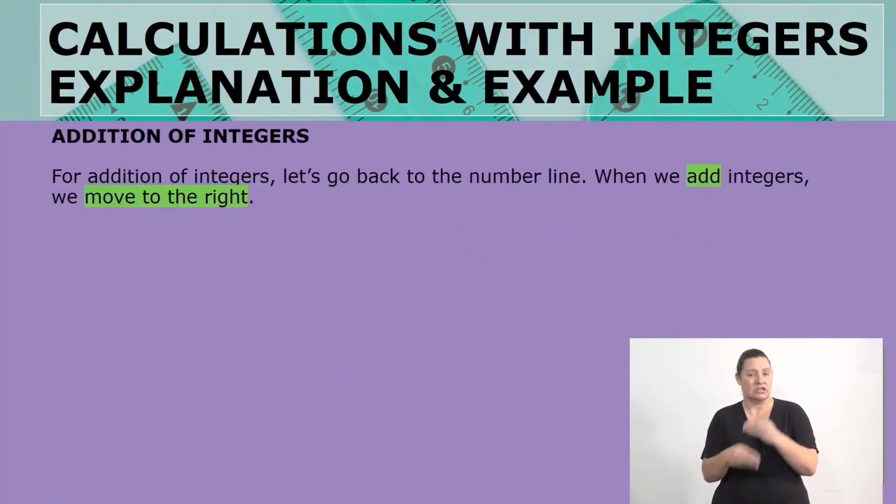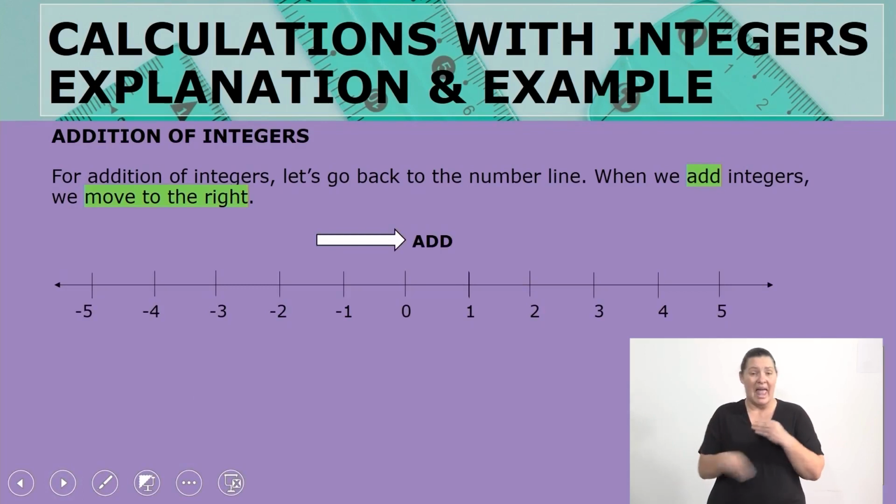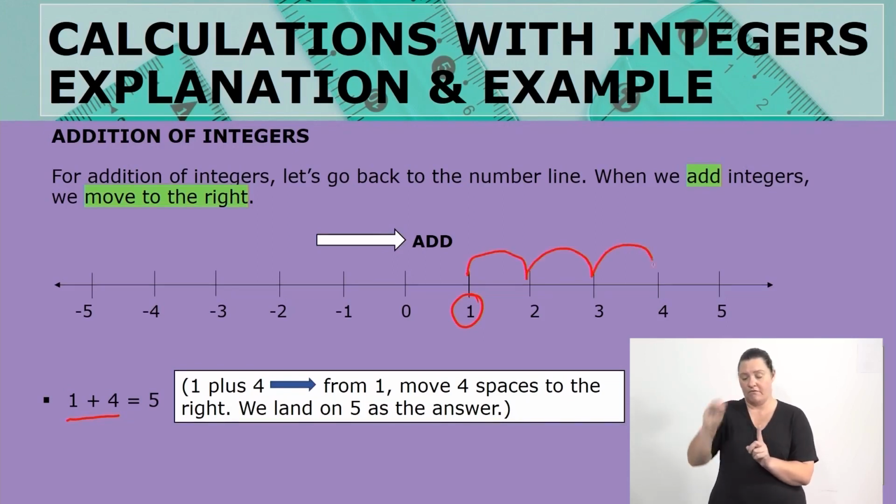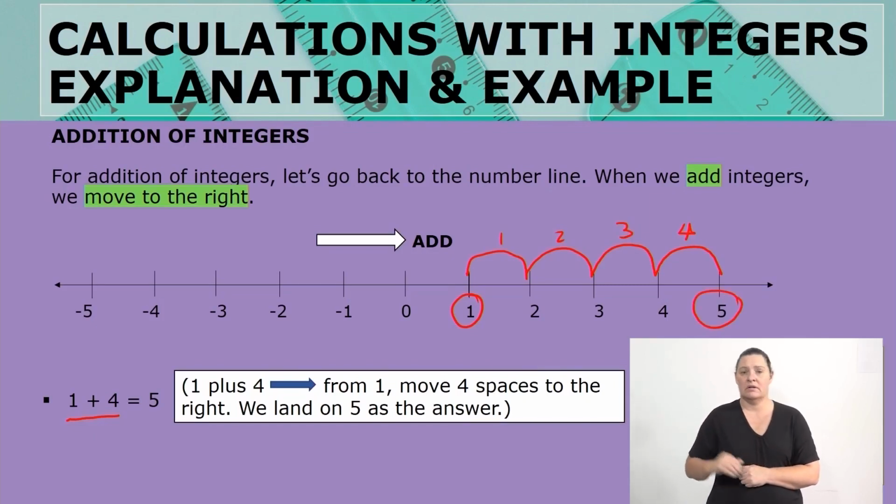Addition of integers. So for addition of integers, let's go back to the number line again. When we are adding, remember we said we move to the right. So let's look at these two numbers. If I am going to say 1 plus 4, so here is 1, and when we are adding 4, we are going to move to the right because addition is to the right. So from 1, I am going to move 4 spaces to the right. So that is 1, 2, 3, and 4 spaces to the right. What is my answer? My answer is going to be 5. So 1 plus 4, we move to the right, our answer is 5.